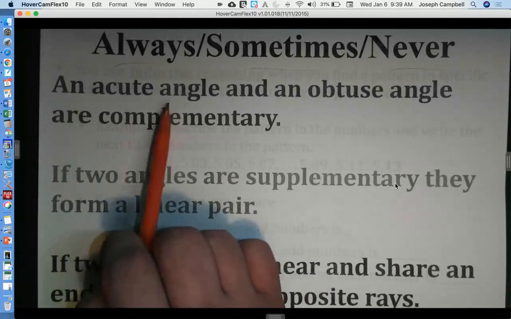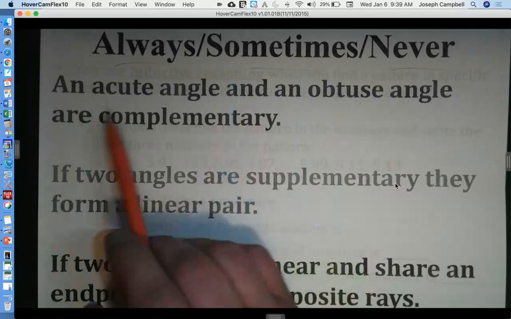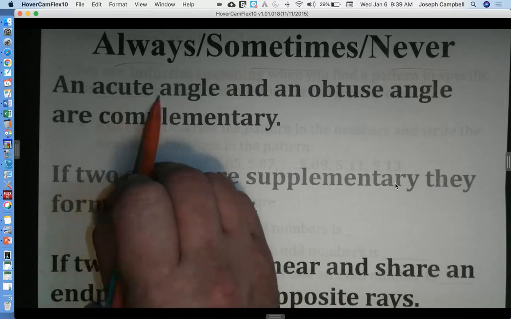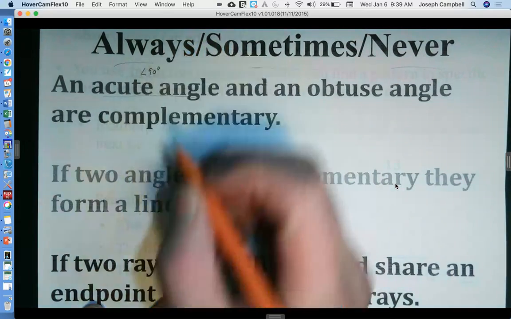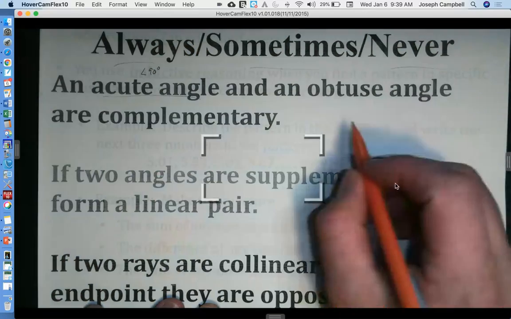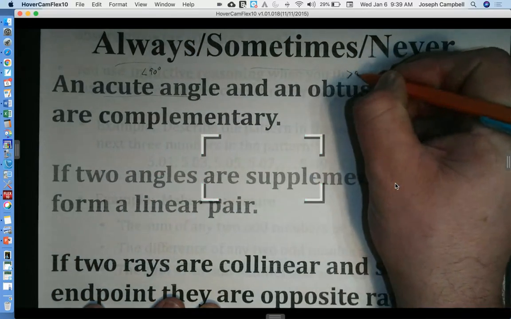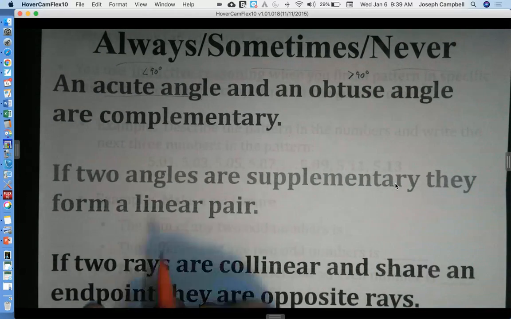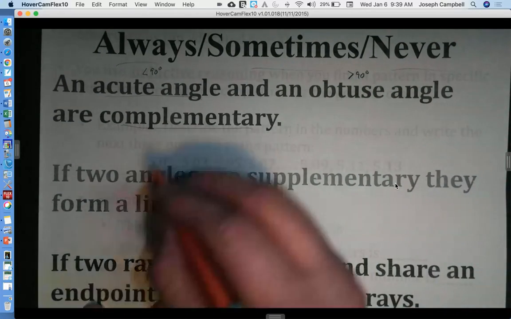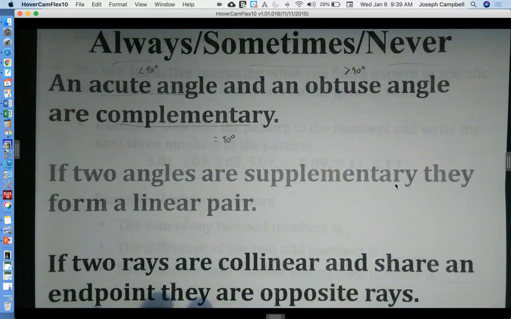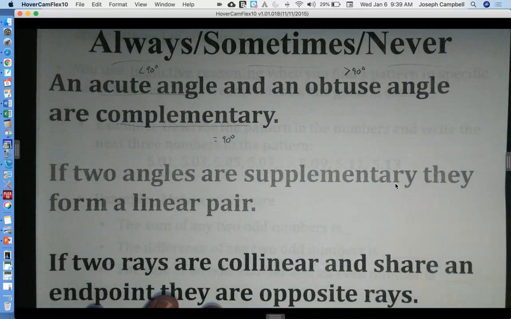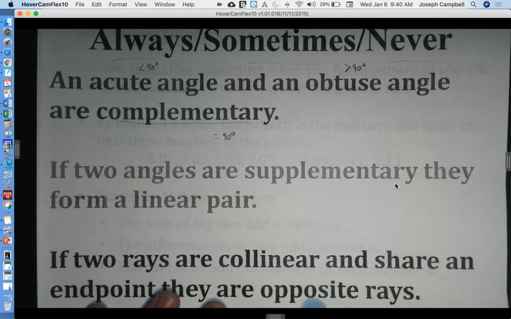An acute angle and an obtuse angle are complementary. What's it mean to be acute? It means to be less than 90 degrees, right? What's it mean to be obtuse? Well, it means to be greater than 90 degrees. And of course, complementary means to be equal to 90 degrees. So you can go ahead and determine that for yourself. Is that always true, sometimes true, or never true?